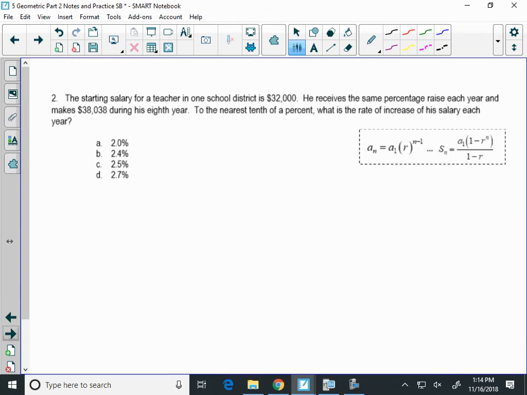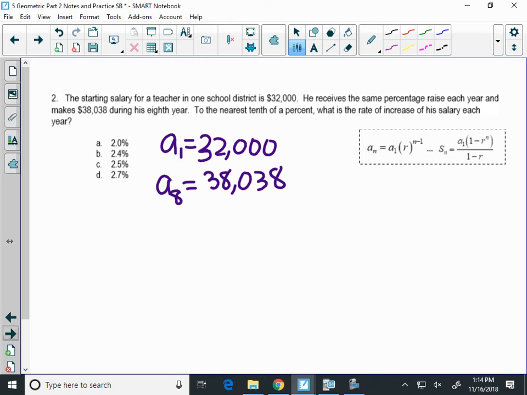It's also easy, but we're finding something else this time. So I want to make sure that we know how to solve this answer. The starting salary for a teacher in one district is $32,000. So that tells me the first term is $32,000. He gets the same percentage raise every year, and in his 8th year, that would be A sub 8, you get $38,038. So they want to know, to the nearest tenth of a percent, what's the percent increase?